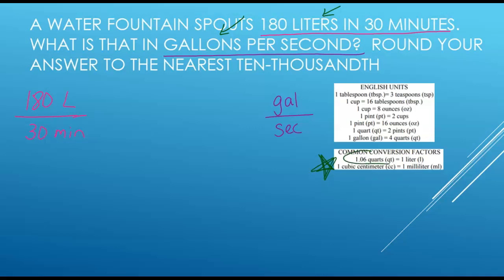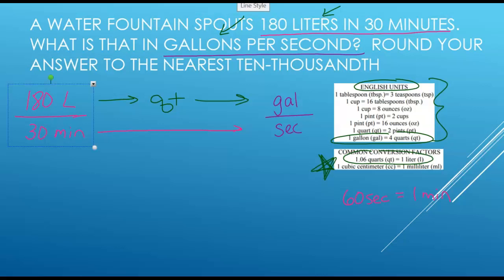And if I look, 1 liter is 1.06 quarts. So I'm sure I can make it into quarts. Can I make the quarts into gallons? Let's look at our English. Quarts and gallons are standard units or English units. And quarts to gallons are right there. So I can get my quarts to become gallons. Then on the bottom, my minutes need to become seconds. And I do know that there are 60 seconds in 1 minute. So I can make a direct conversion downstairs to keep the minutes to become seconds.